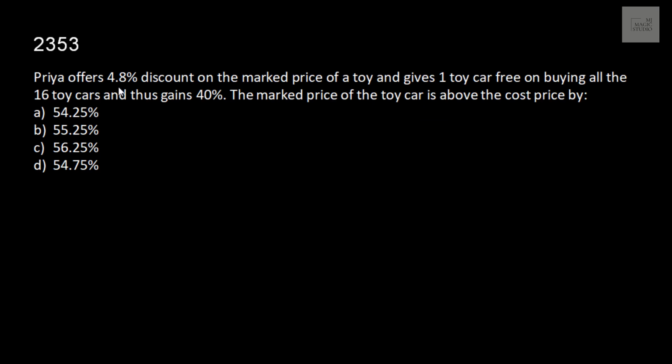Priya offers 4.8% discount on the marked price. Let the marked price of the toy be M, then the selling price after 4.8% discount should be 95.2% of M, or we can say 0.952 M. That is the selling price of one toy. And she gives one toy free on buying 16 toy cars, and thus gains 40%. Gain or loss is always on the cost price. Let the cost price of one car be C.